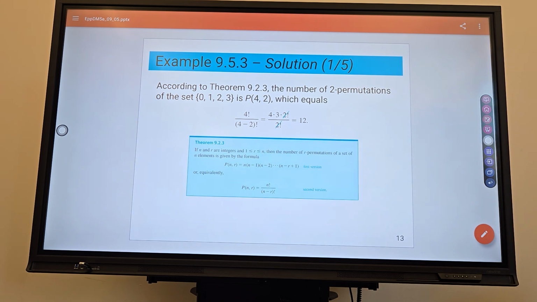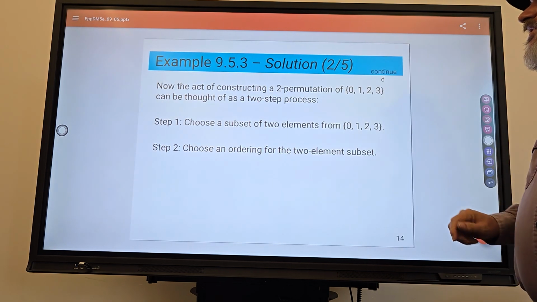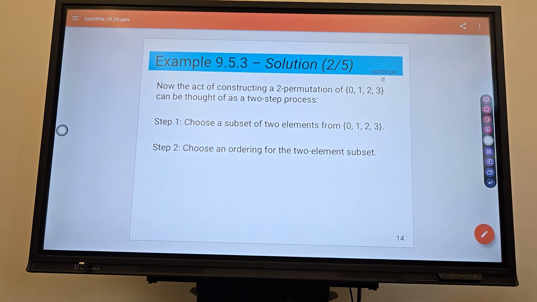If n and r are integers and r is greater than or equal to 1 but less than or equal to n, then the number of r-permutations of a set of n elements is given by the formula shown here, or equivalently, n factorial over n minus r factorial. Now the act of constructing a 2-permutation can be thought of as a 2-step process. Step 1: choose a subset of 2 elements from the set. Step 2: choose an ordering for the 2-element subset.